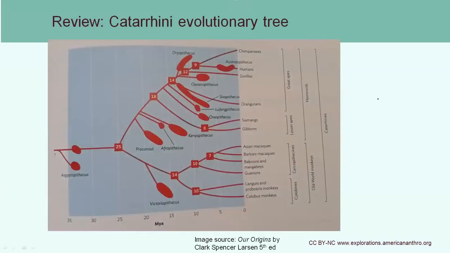So we left off with primate evolution, and we looked at this lovely chart that shows that humans right here share a common ancestor with chimpanzees 9 million years ago. So what we're going to focus on today is this branch right here, the branch that led to humans.